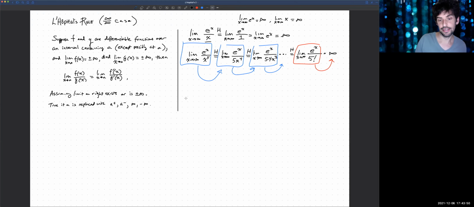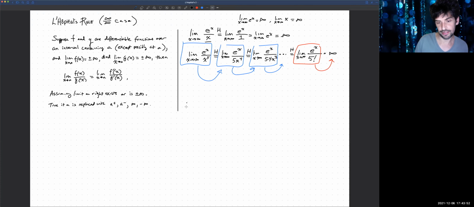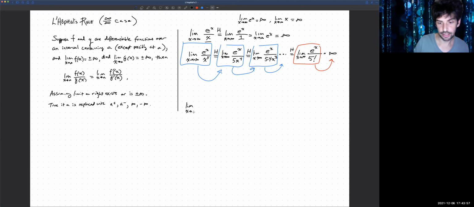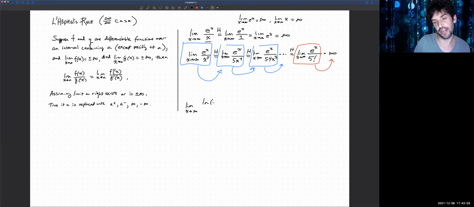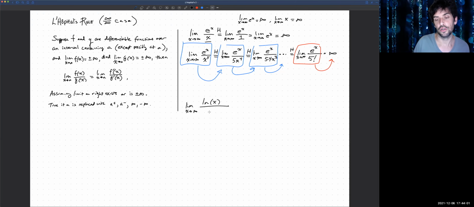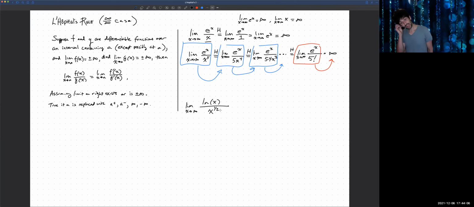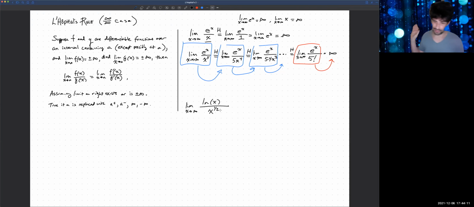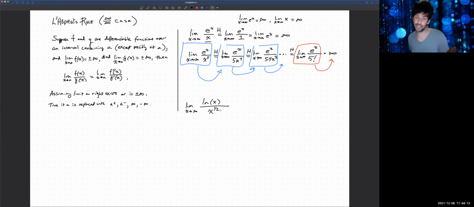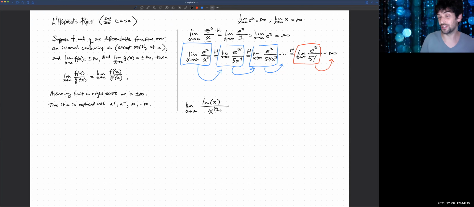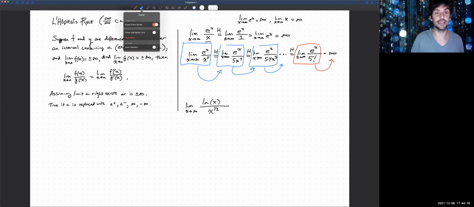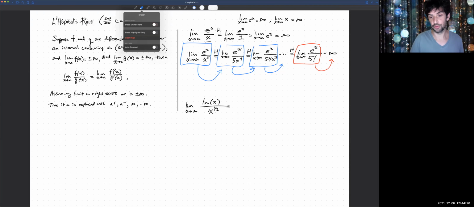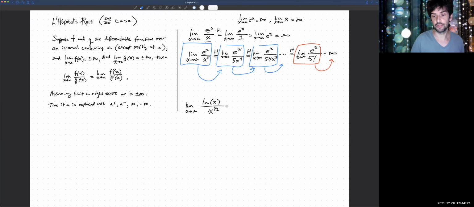All right, let's do another example. Let's look at the limit as x goes to infinity of the natural log of x over the square root of x, x to the 1/2. Well, natural log of x, that's another one we looked at a couple of videos ago. That goes to infinity, and then x to the 1/2 is also going to go to infinity. So we have infinity over infinity again. So L'Hopital's rule applies.